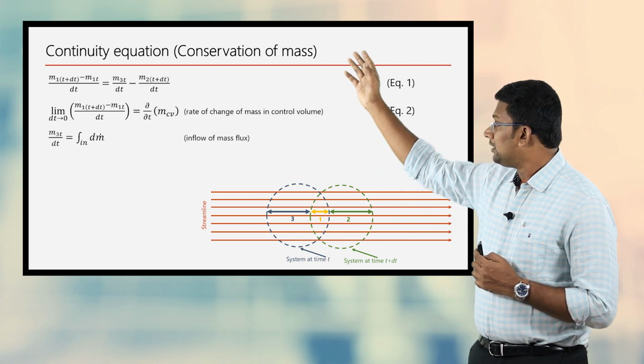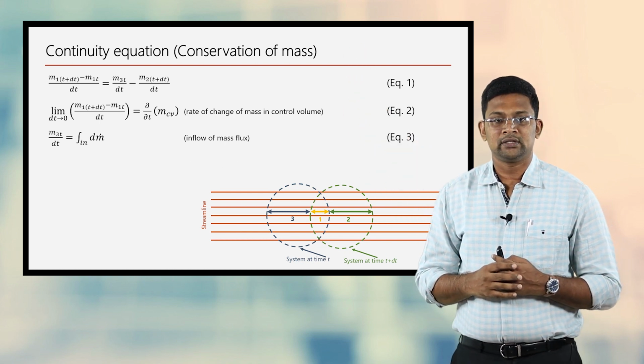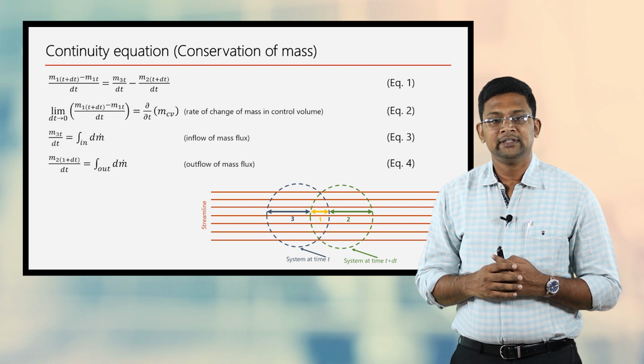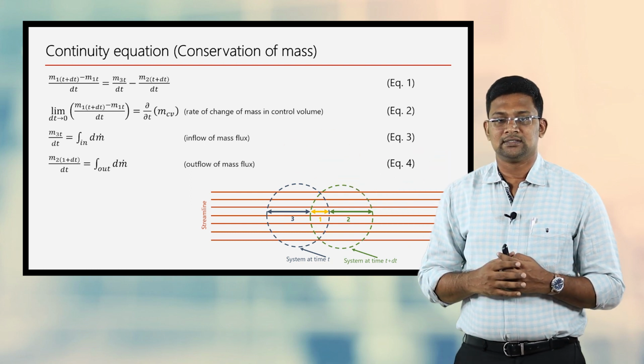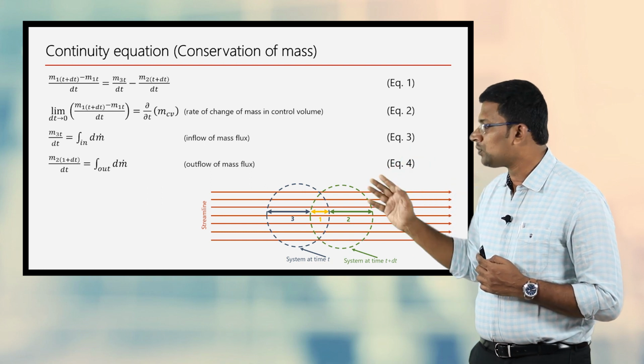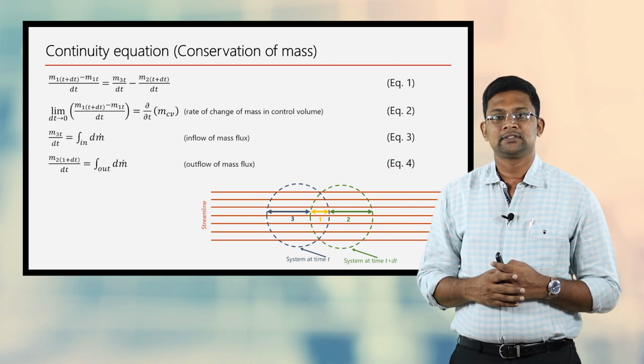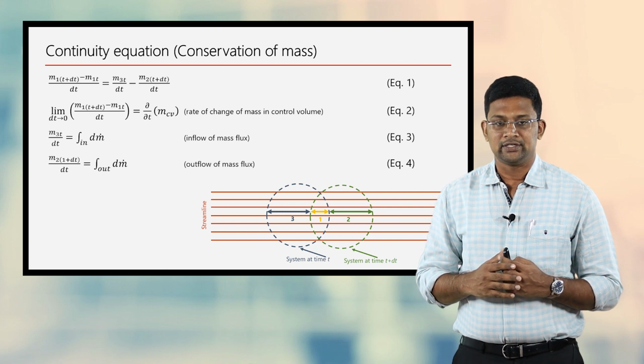Similarly, the last term on the first equation, that is m2 of t plus dt by dt, is the mass moving out of the system. So that is equal to integral out dm dot. Again, m dot is nothing but the mass flow rate.